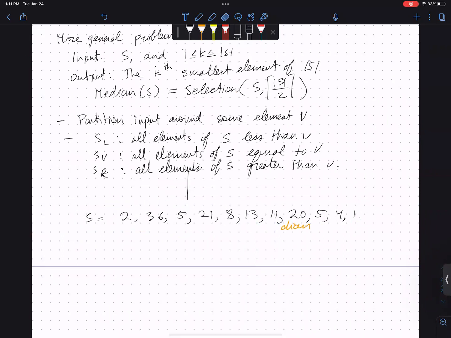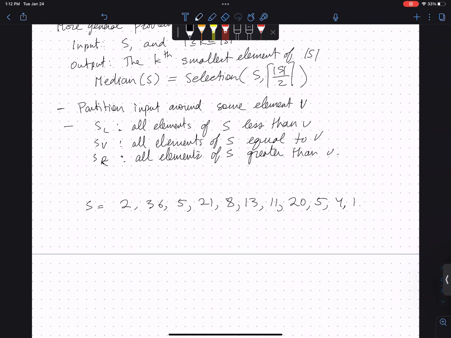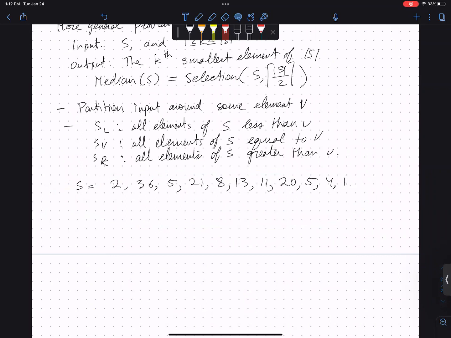Here's our array again. Okay, so let's say V equals 5. So now there's something called SV, SL, and SR. To partition, once we pick 5, we can do this in linear time, and we just scan through L, and we put everything according to how it compares to 5.